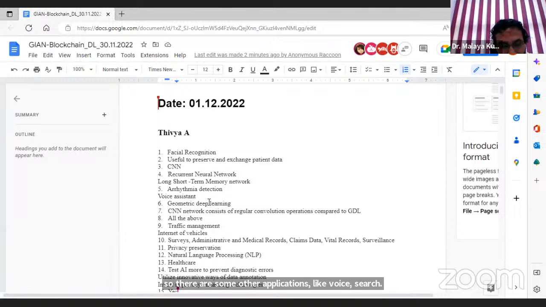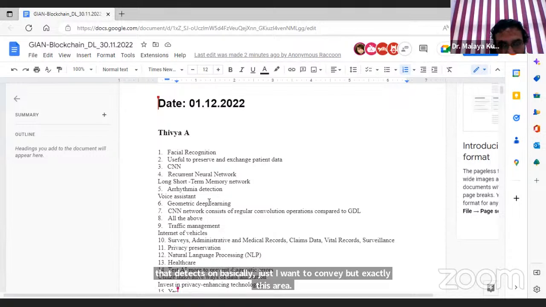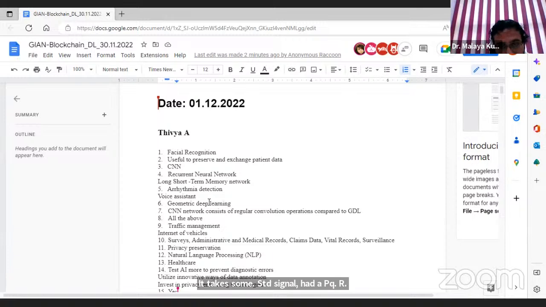Basically, I want to convey what exactly arrhythmia detection is. An ECG signal has P, Q, R, S, T components. Generally, in case of arrhythmia, the P component of the ECG signal is missing, or the RR interval is not uniform. So researchers are using blockchain with recurrent neural networks to detect arrhythmias. How exactly does this happen? Why is it necessary to use blockchain as well as a recurrent neural network?